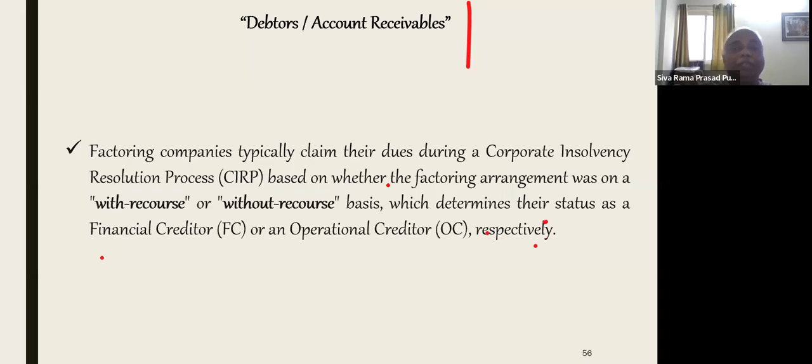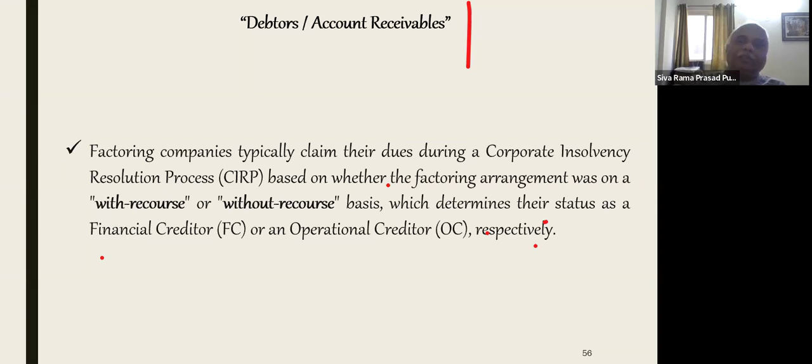Factoring companies typically claim their dues during CIRP based on whether the factoring agreement was with recourse or without recourse, which determines the status of financial creditor and operational creditor respectively. With recourse, without recourse. What is with recourse and without recourse? The factoring is mostly with recourse. The corporate debtor will go to the factoring company and say, these are the 60 bills I have given on credit, please discount.